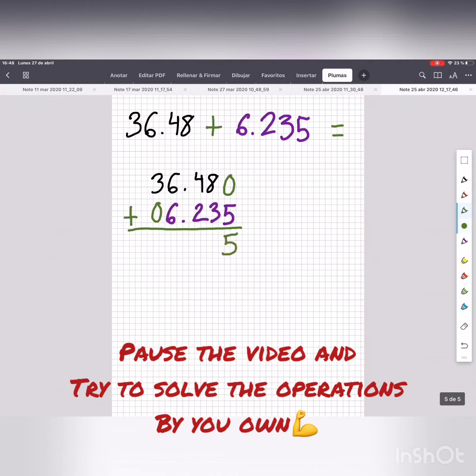0 plus 5 will be 5, 8 plus 3 will be 11, so we carry a 1, 4 plus 2 will be 6, plus 1, 7, 6 plus 6 will be 12, so we carry 1, and 3 plus 1 will be 4. So the result of the operation will be 42.715.